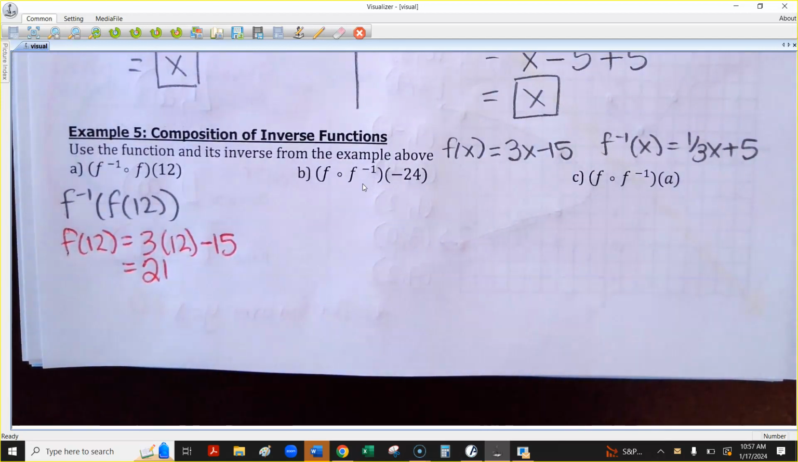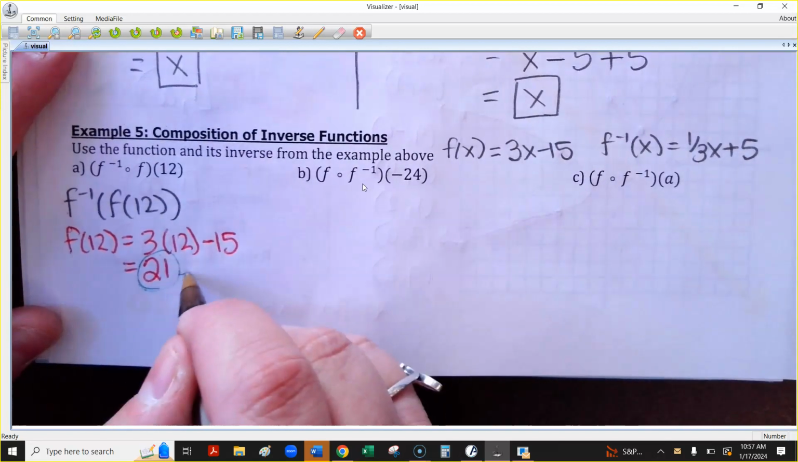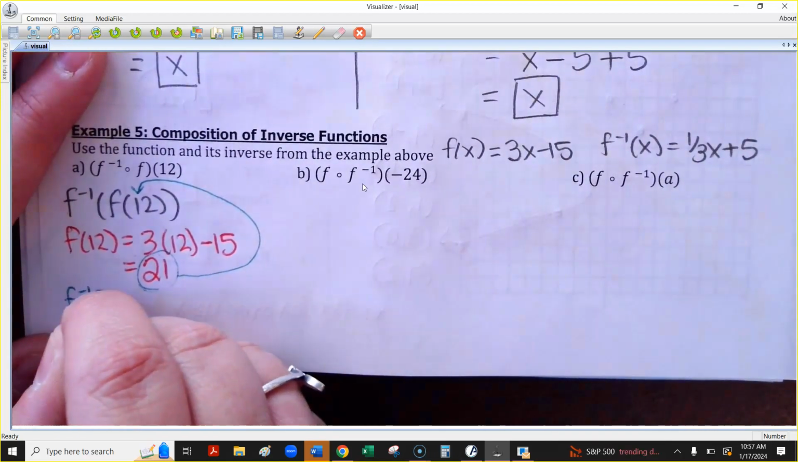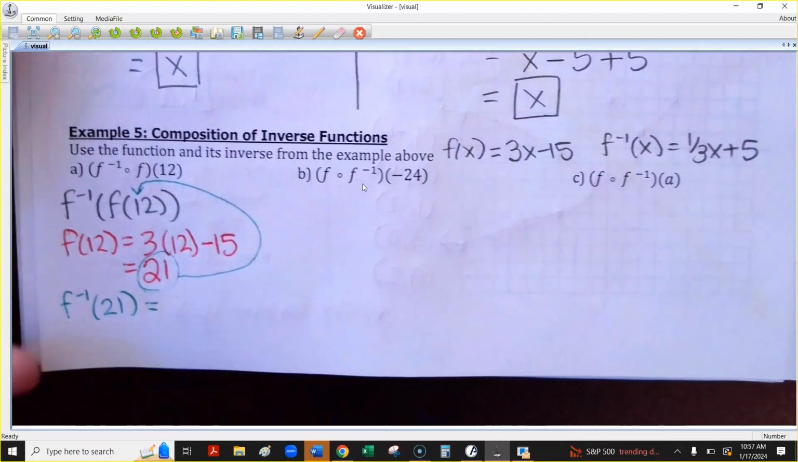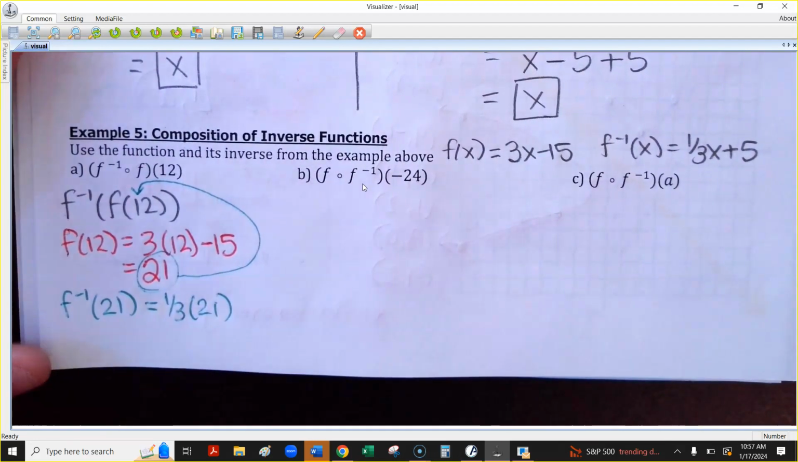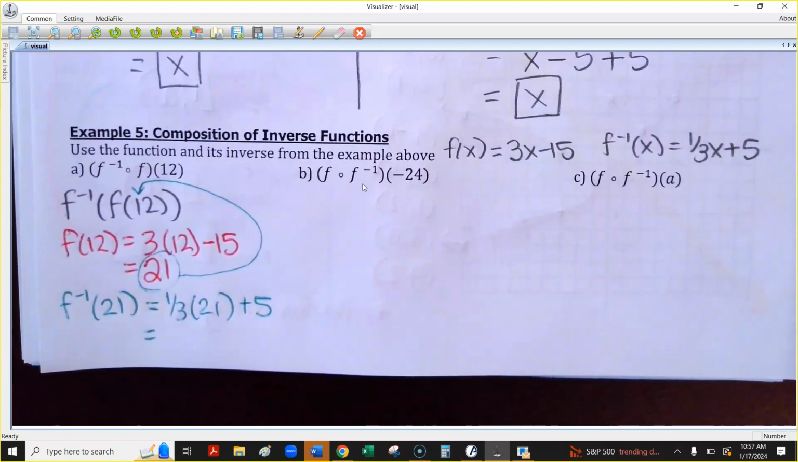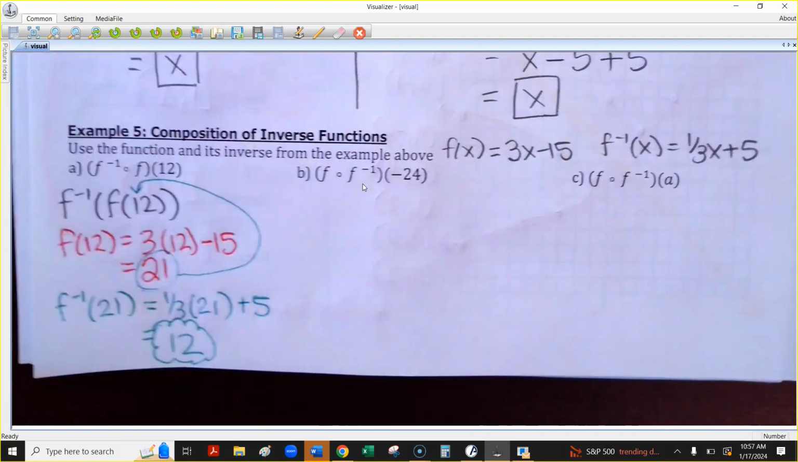What you want to do to finish the problem off is you're going to take this 21 and you're going to replace f of 12. Now we know that that's 21. So I do f inverse with the 21 plugged in. And whatever we get here will be our final answer. Now the inverse is 1/3 times our x value, which we're going to put in 21, and then plus 5. Now, if I do 1/3 of 21, that should be 7. I'm going to add 5 to that, and so my answer to the question should be 12.